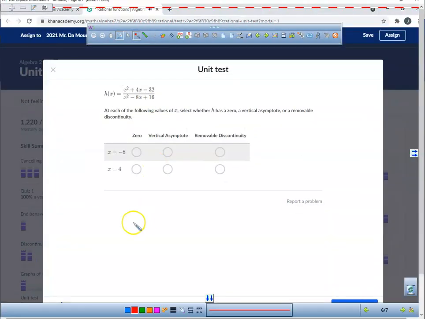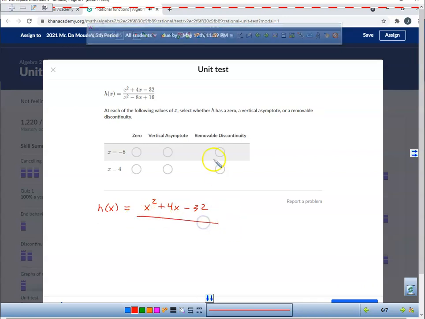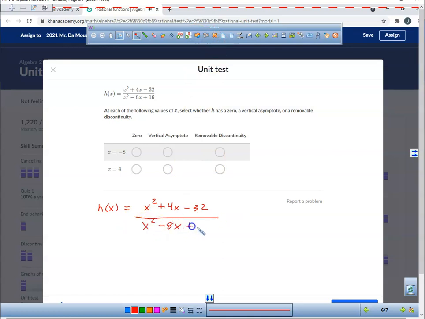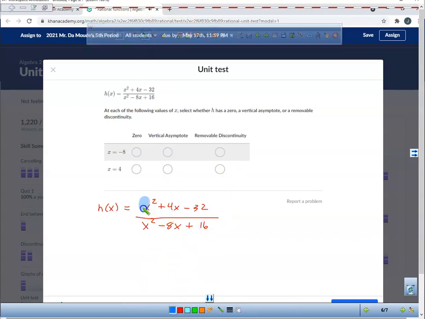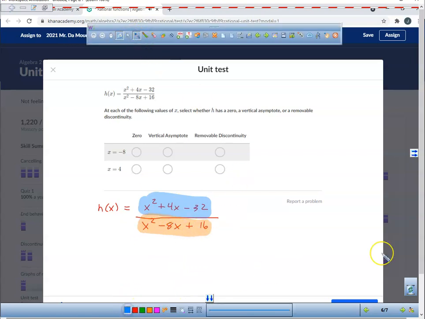Okay, all we got to do, guys, right here, is write this down. We've got x squared plus 4x minus 32 all over x squared minus 8x plus 16. And we're going to really focus in on factoring, once again, the numerator, and factoring the denominator. Okay, so let's take a look at this. Write that down, and we're going to factor it together.